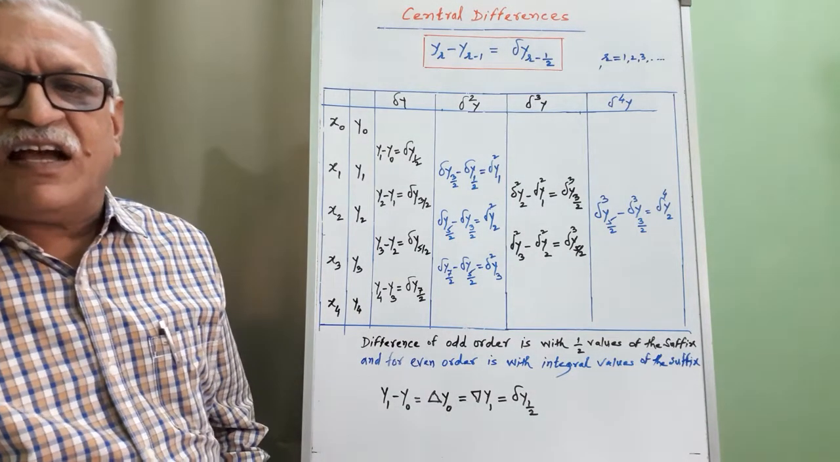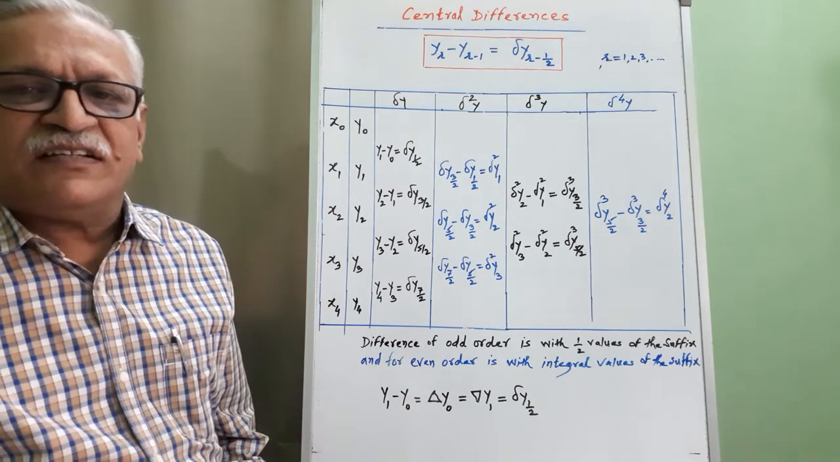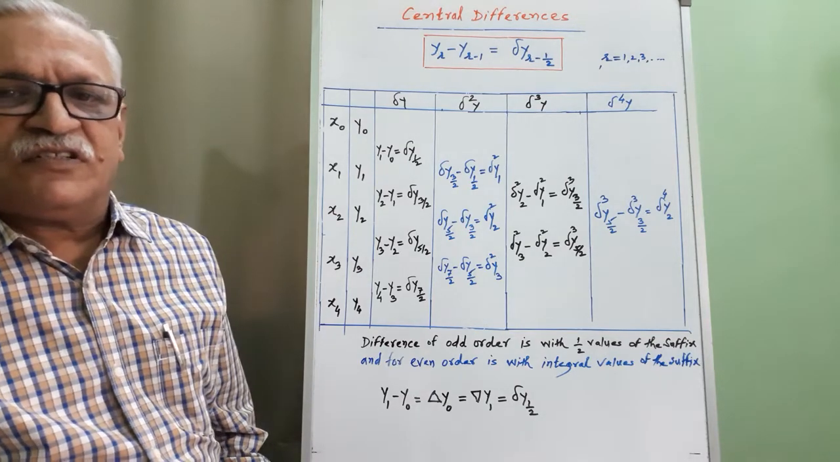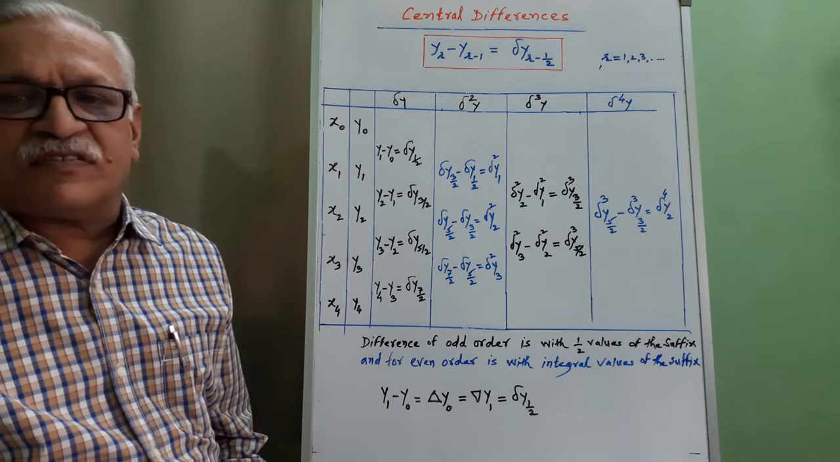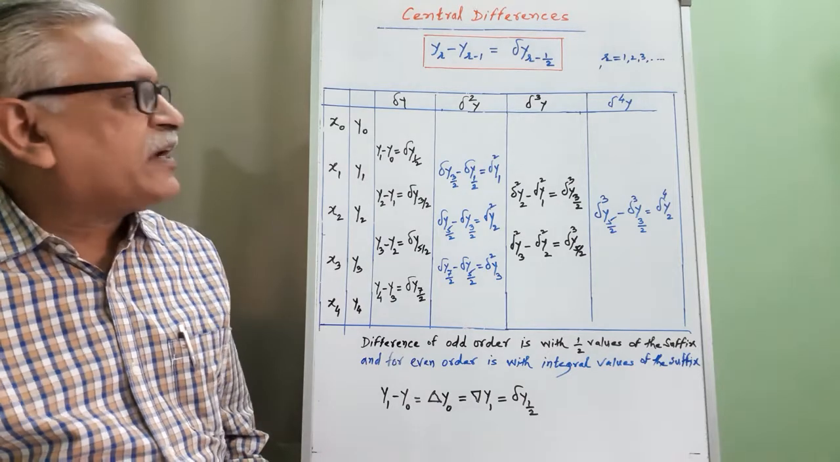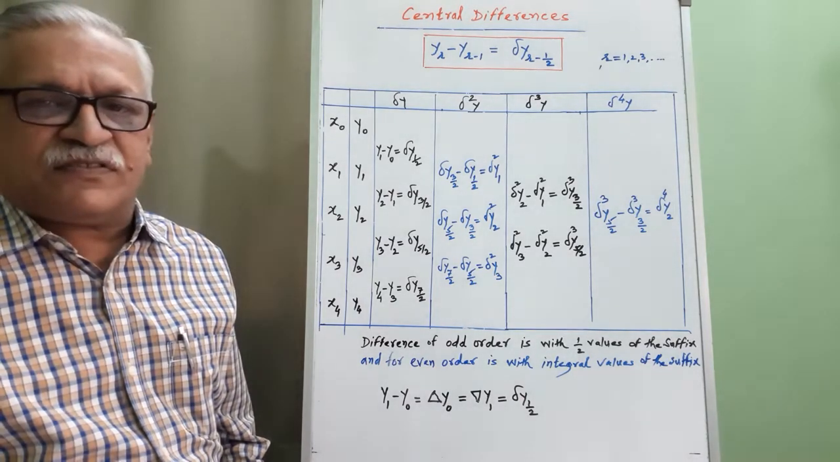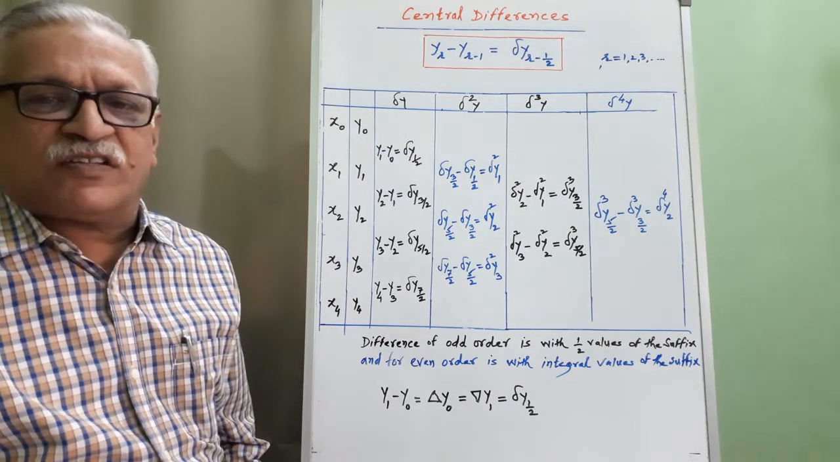Earlier I discussed the first two types, forward difference and backward difference. In this video I will discuss central differences, how they are denoted and how we can make a table for central differences. Please watch the video up to the end so that all things are clear to you.